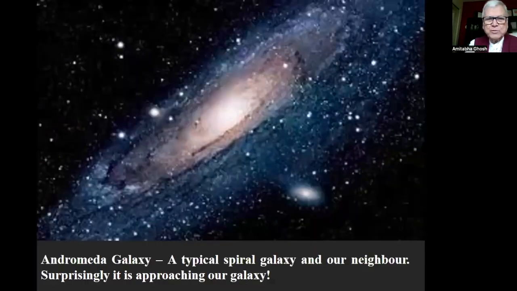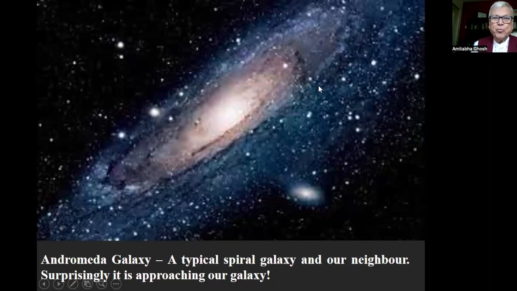This is how a spiral galaxy actually looks. The other one also is a front view. This is a slightly inclined view. This is Andromeda galaxy. It's a typical spiral galaxy and our neighbor. It is 2 million light years away. And surprisingly, it is approaching our galaxy, which is, of course, a special case. We need not bother too much. And it has certain local objects, like these are called elliptic galaxies. These are also pretty big systems.